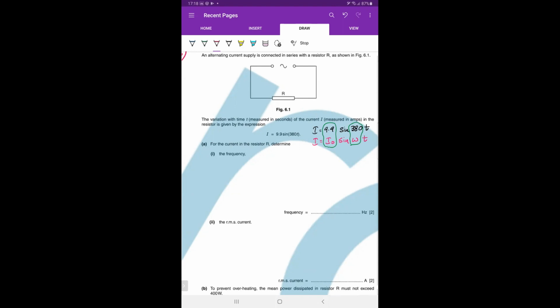So first part में they are again asking you to work out the frequency. So omega is equal to 2 pi f. Omega is 380. मैं solve नहीं कर रहा. I don't think I'll need it. This would do for the time being at least.